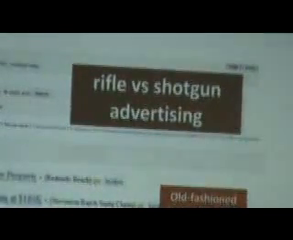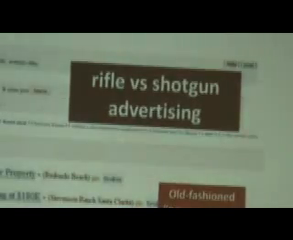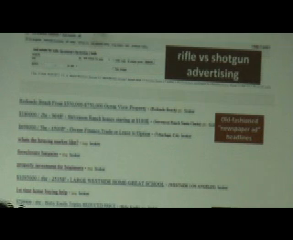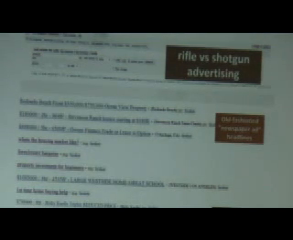Now take a look at this page for a moment, please. This slide. This is a typical page on Craigslist. And I call it rifle versus shotgun advertising. Rifle advertising is like the old-fashioned newspaper advertising. Remember back when we used to do newspaper ads? Maybe some of you still do. I don't know why, but with old-fashioned newspaper ads, you always advertised the price and the location, and that was what you did with newspaper ads. Don't do that for your internet marketing. That's what I call rifle advertising.